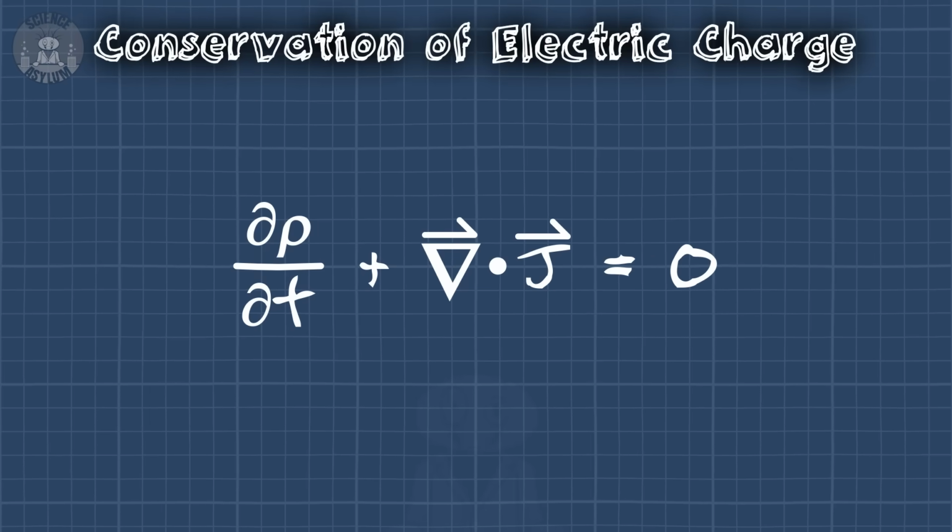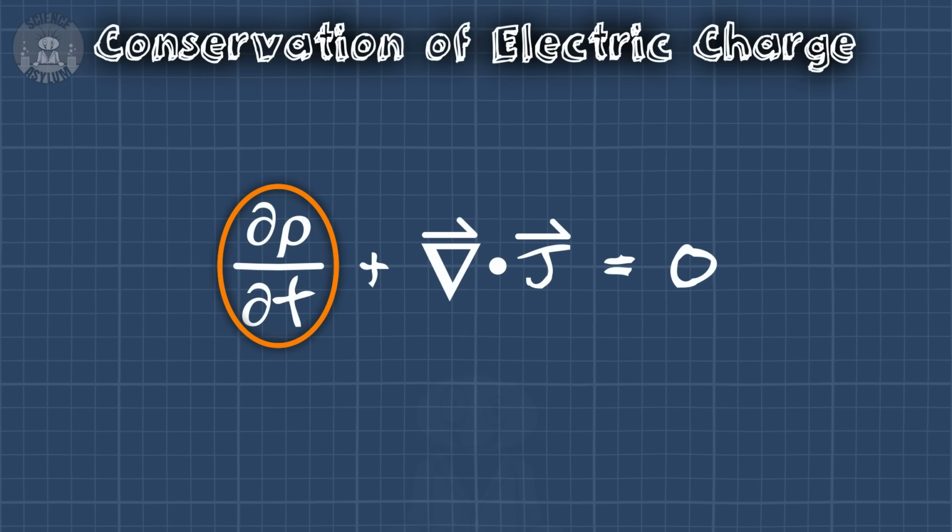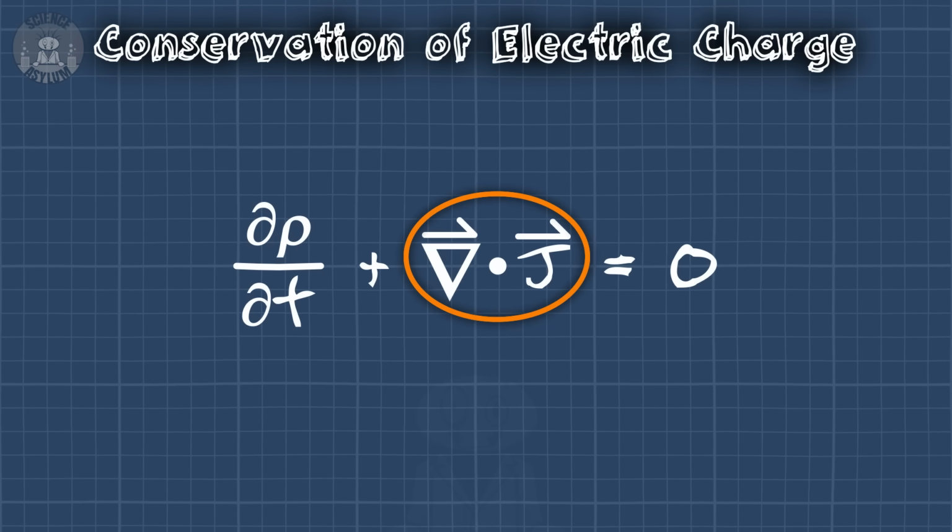Now let's put it all together. All this equation says is that if charge is getting more or less dense in one spot over time, then that's because charge flowed into or out of that spot. Seriously, that's it. That's all it says.